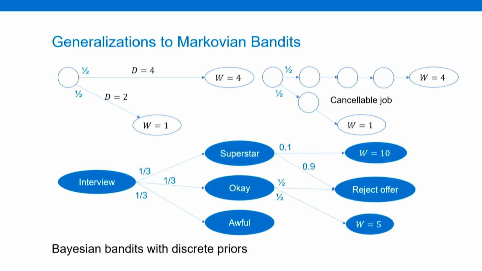And you can also use this to capture Bayesian bandits with discrete priors. But basically, this type of argument is very general. As long as you don't have a restless bandits instance, where arms don't move if you don't touch them, and also as long as you have independence across arms, you can do this type of argument, sometimes with weakened guarantees.